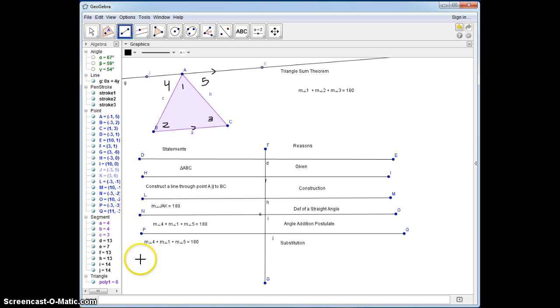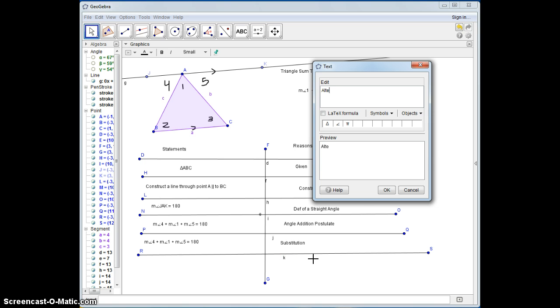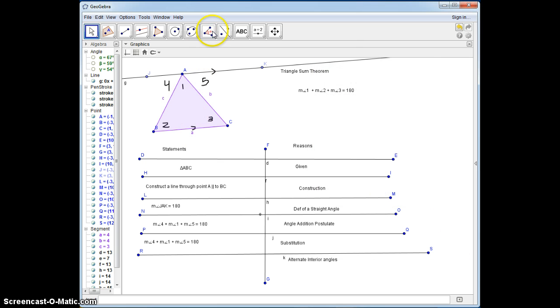Alright, this is when we're using alternate interior angles. Well, where are our alternate interior angles? Let me mark them. Because this line is parallel, this would work as a transversal. We can say that this angle is an alternate interior angle to that angle too. 4 is equal to 2. Similarly, these two are alternate interior angles as well because AC is a transversal. So let's write that down.